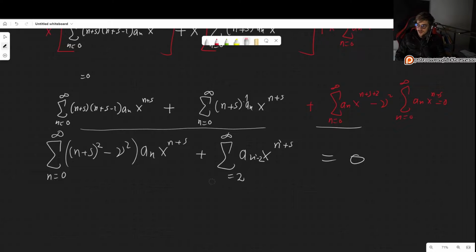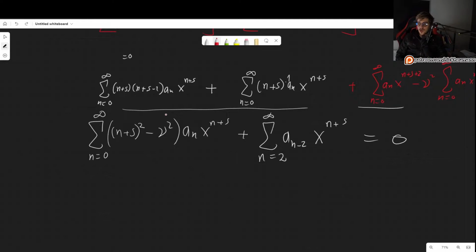Okay, I'm going to have to rewrite it there. So n and n and n. There we go. And I'm just going to make this look a bit better. So a_n minus 2 x to the n plus s.